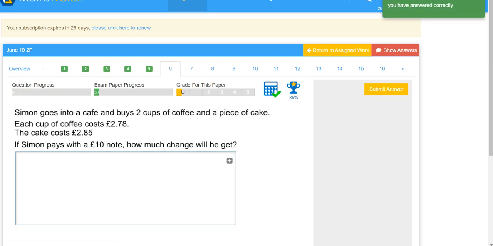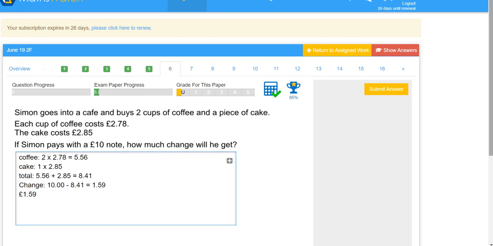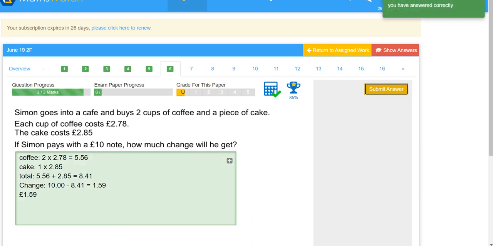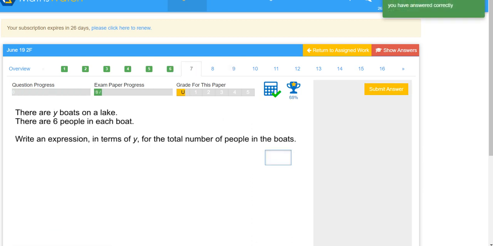Question 6. Simon goes to a cafe, 2 cups of coffee and a piece of cake. Each cup of coffee costs that, cake costs that. What change does he get? Well, I've got to write out my calculations. So I've written out there in detail, coffee, 2 lots of, cake, 1 lot of, add them together, £8.41. What's my change? £10 take away £8.41. I get £1.59. And just to make sure that MathsWatch gets it, I've written it with the pound sign and I've written it on a new line.